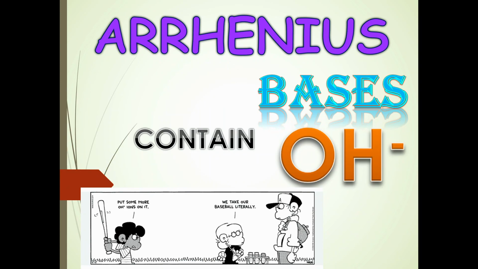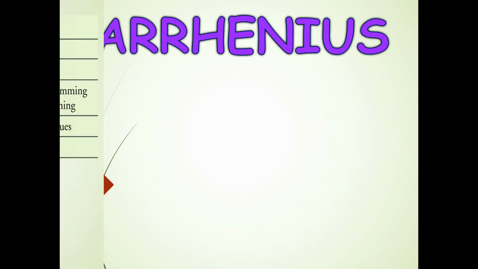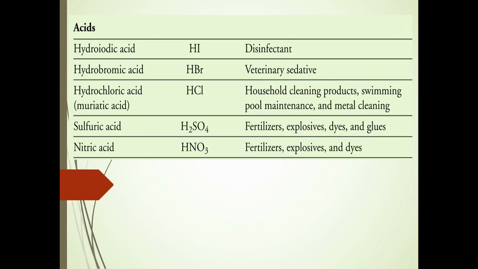Okay, another bad joke. Put some OH- on it because we take our baseball literally. So examples of acids include the three with the halogens, hydroiodic, hydrobromic, hydrochloric. They're all commonly used.